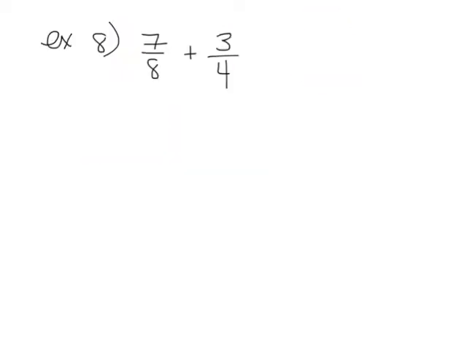Go ahead and pause the video, and I want you to try this one on your own. So we need to make them into common denominators. So I'm going to multiply my 4 by 2 because the least common multiple between both of those is 8. So I'm going to get 7/8 plus 6/8. And I get 13/8.